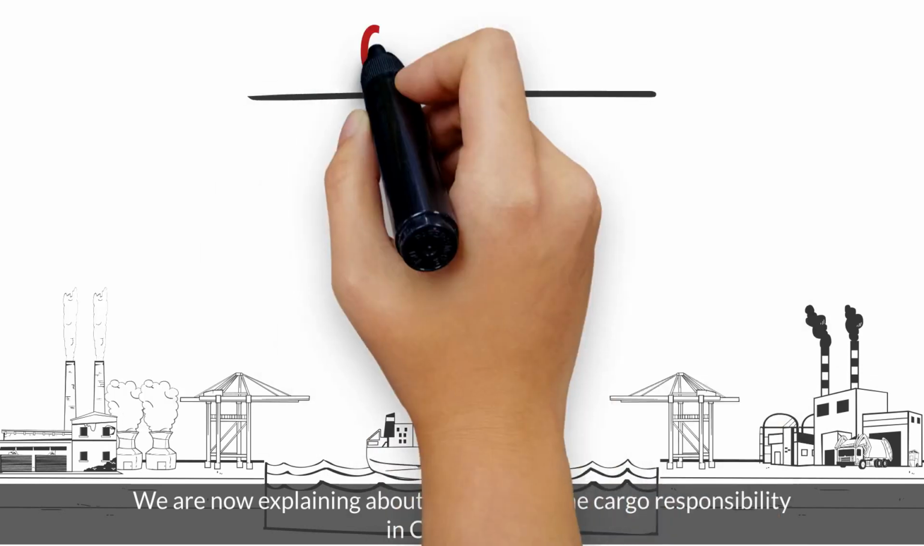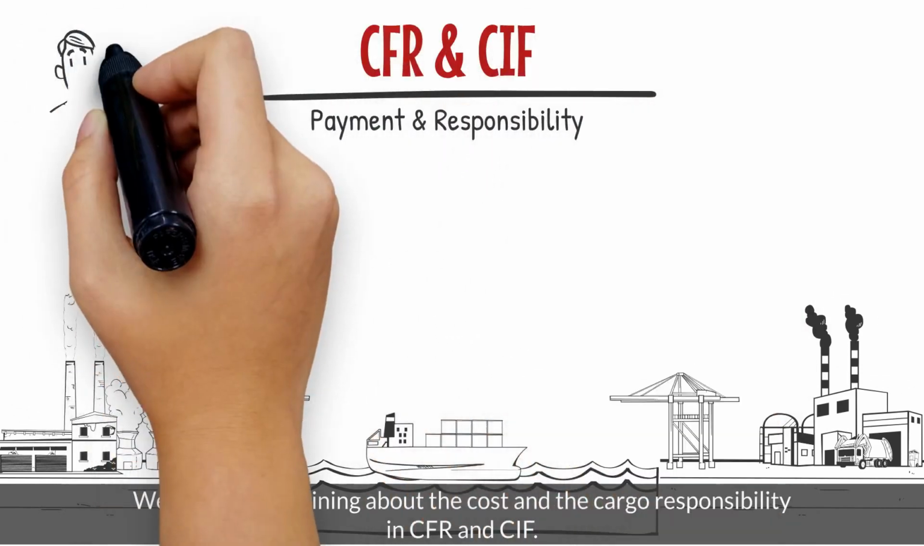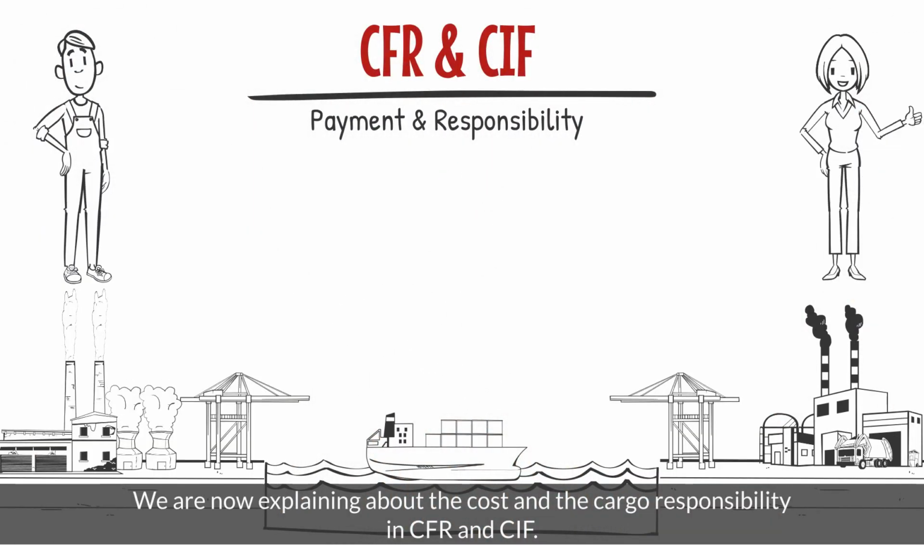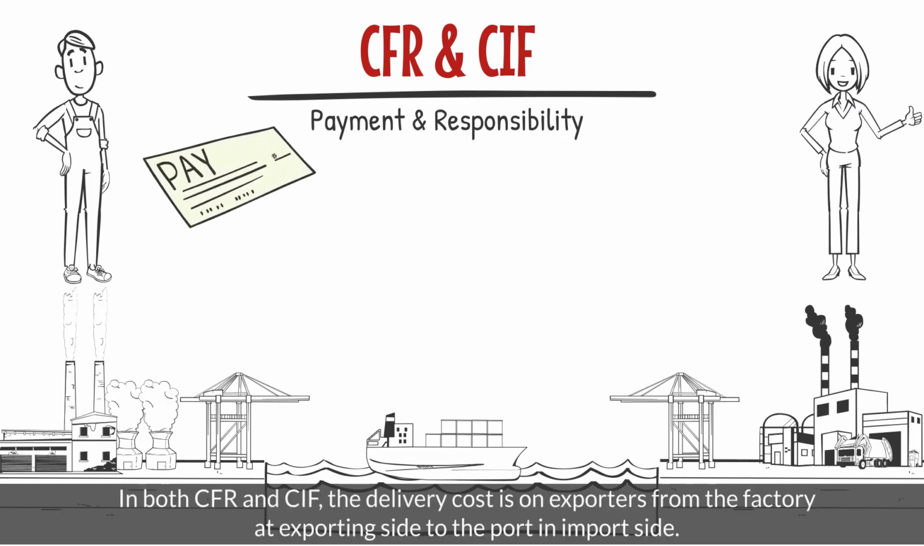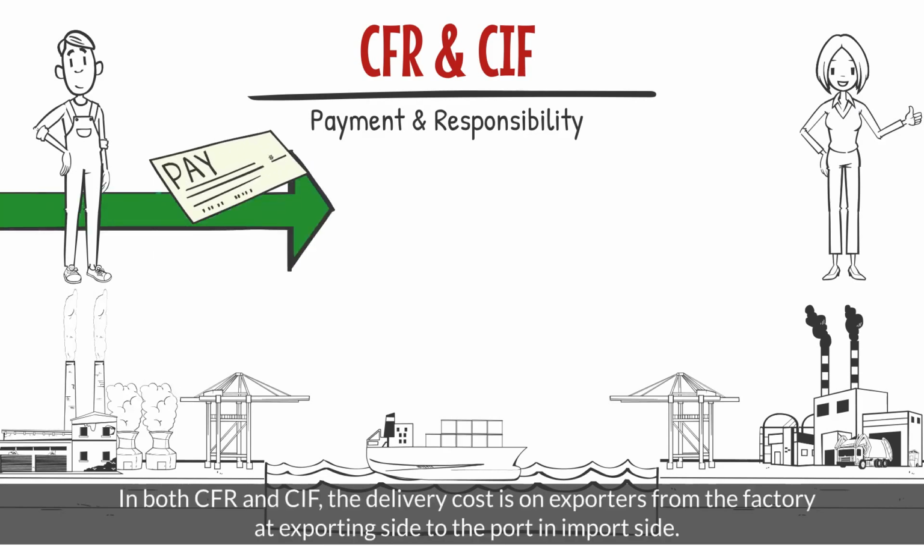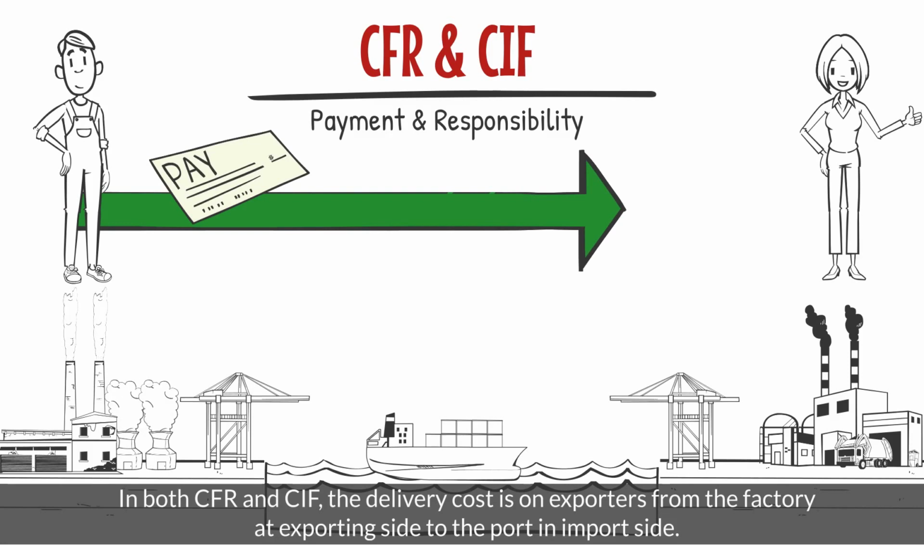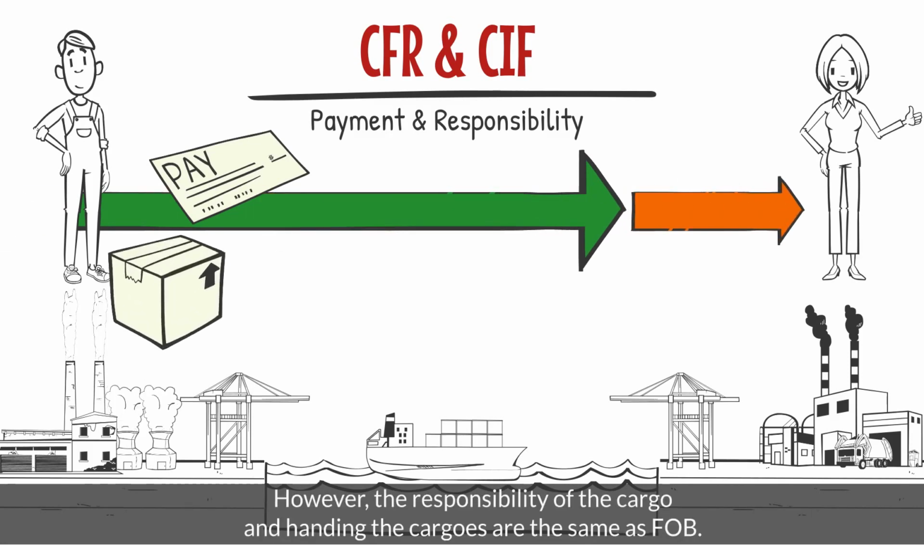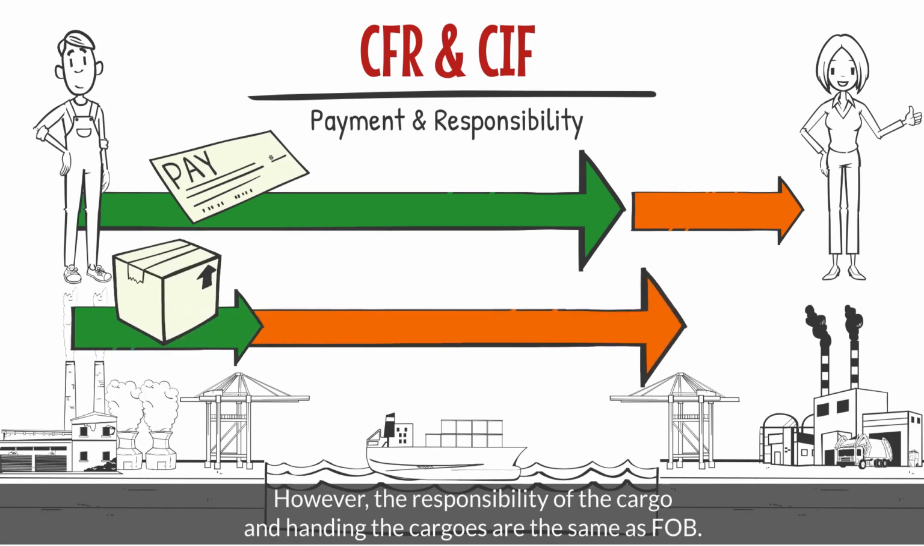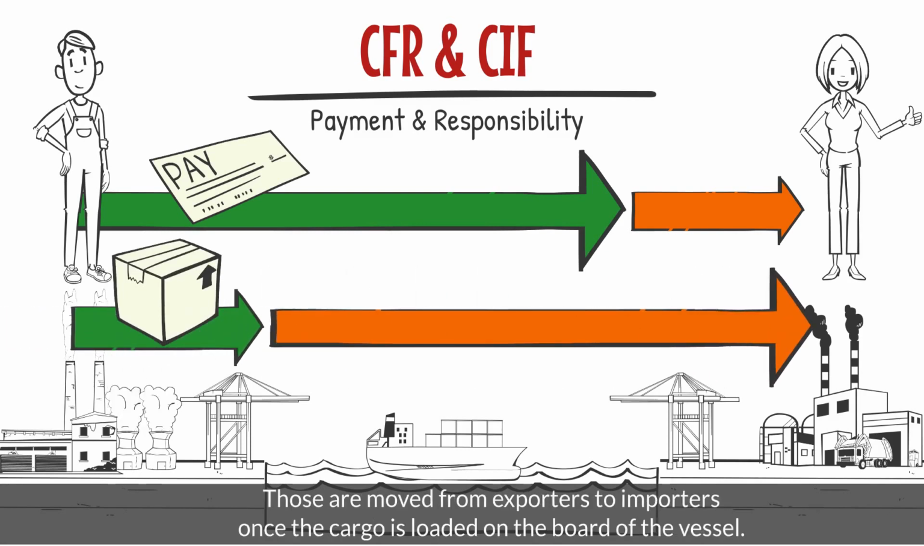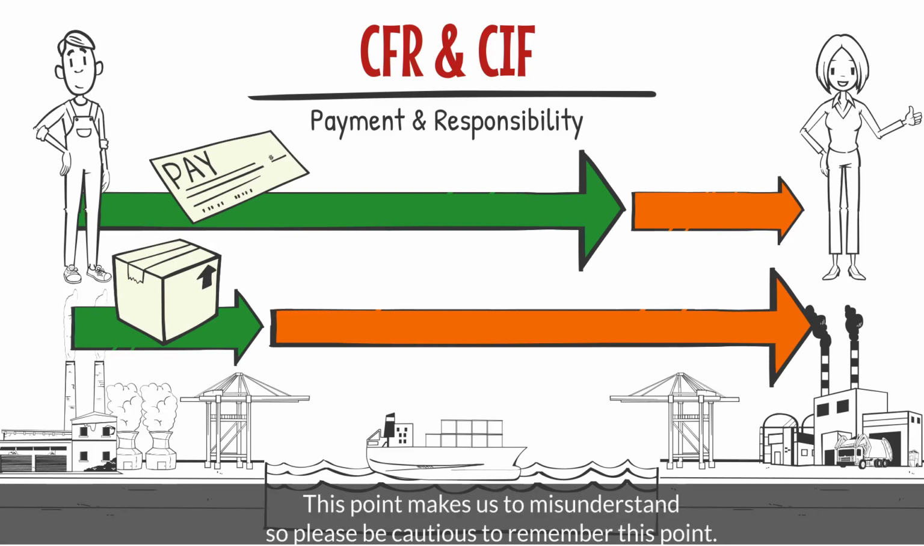We are now explaining the cost and the cargo responsibility in CFR and CIF. In both CFR and CIF, the delivery cost is on the exporters from the factory on the exporting side to the port on the import side. However, the responsibility for the cargo and handling of the cargo is the same as FOB. It moves from exporters to importers once the cargo is loaded on board the vessel. This point is easy to misunderstand, so please be cautious to remember it.